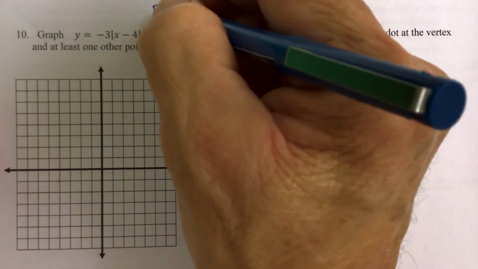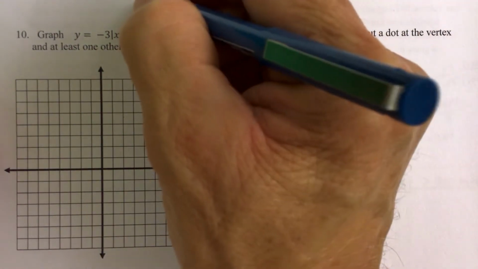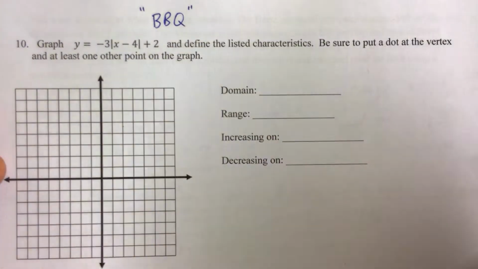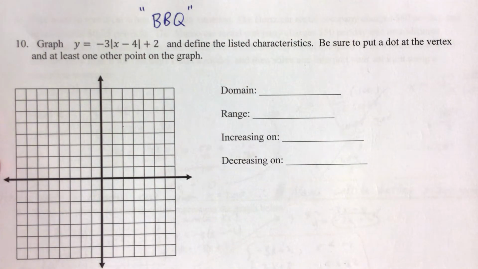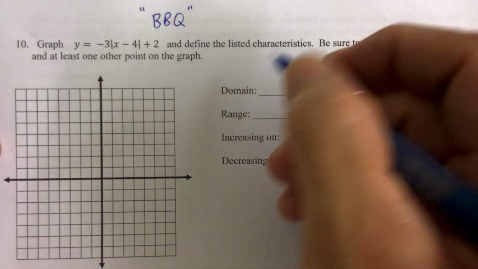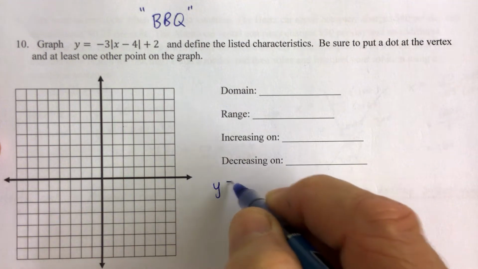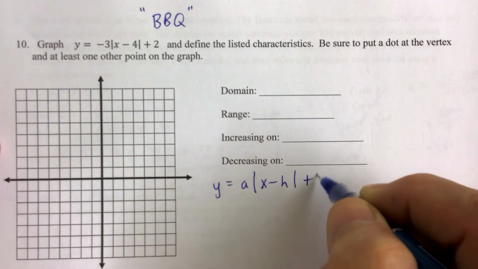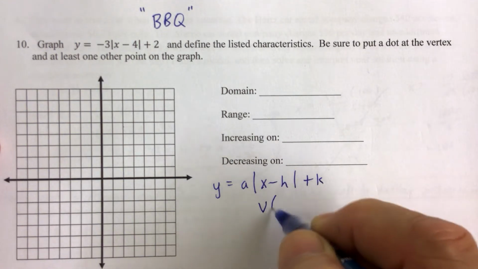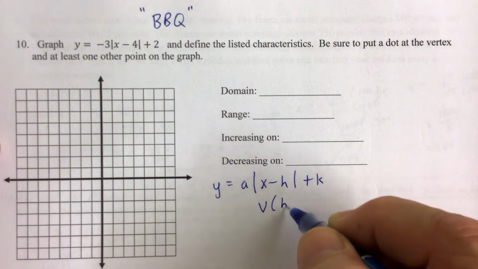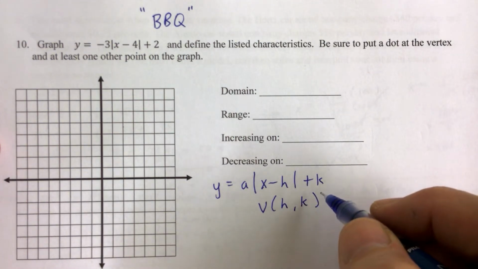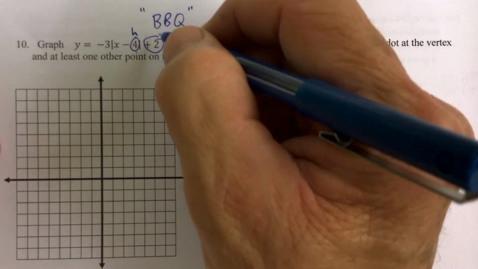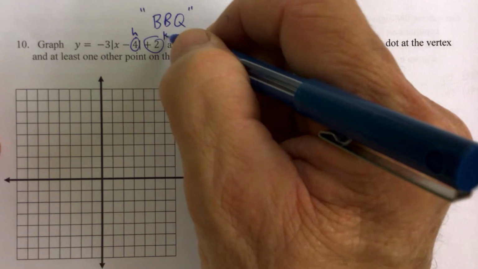Okay, so this is the barbecue portion of Wednesday's test. We have to graph the absolute value function, and a couple of the things to keep in mind are: if y equals a times the absolute value of x minus h plus k, the vertex of the absolute value function has coordinates (h, k). And if we look up here at our function, we see that the h value is 4 and the k value is positive 2.